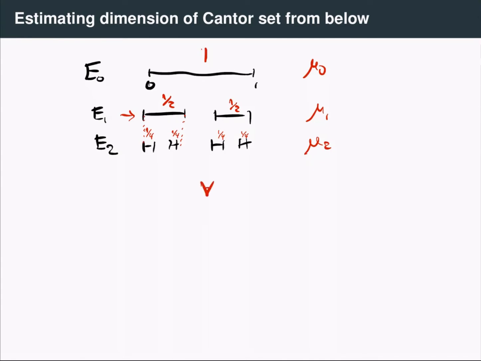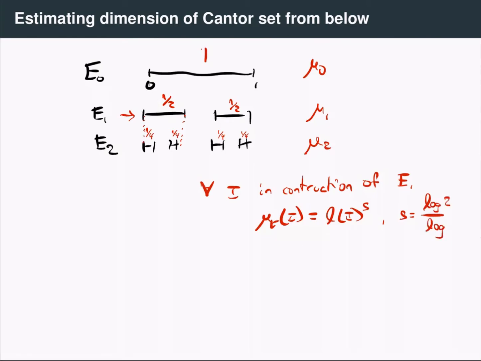So for all I in the construction of E, mu_k of I, and we can actually compute what it's going to be. It's going to be L(I) to the power S, where S is equal to log 2 over log 3. So you can verify by the construction of my measures mu that this equality will hold for k large enough.